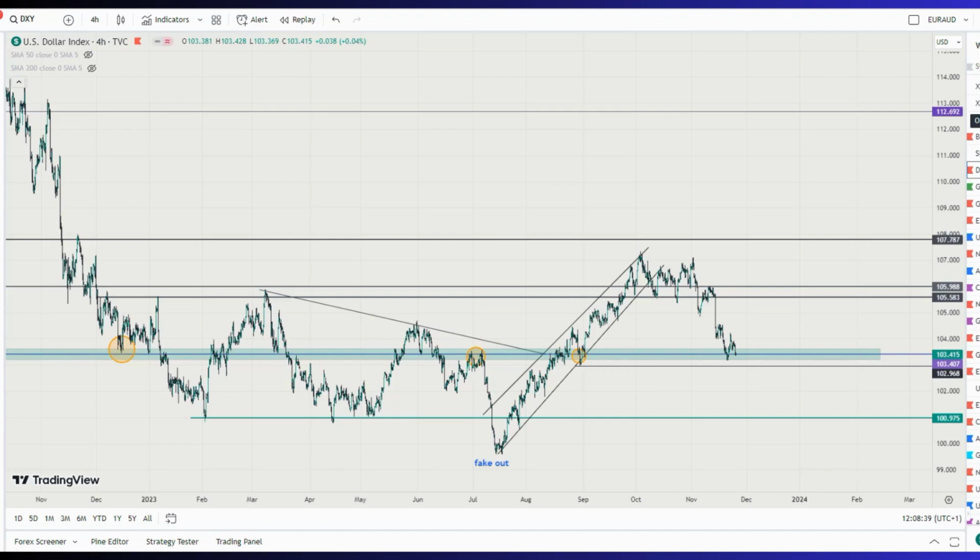So this week, what are we looking at in the market? I think we should be looking at strength to come back into the US dollar this week.